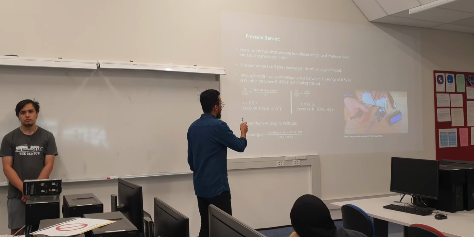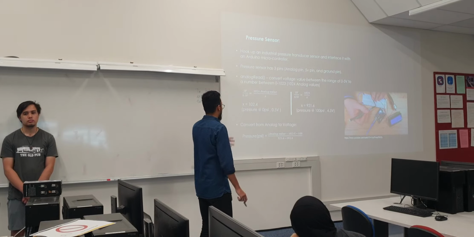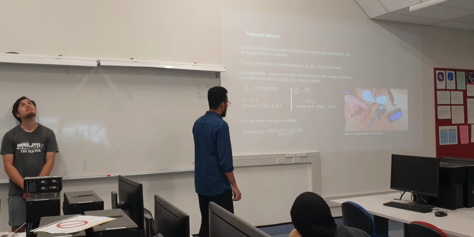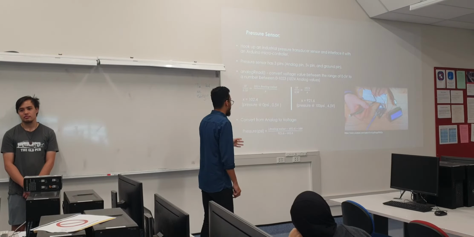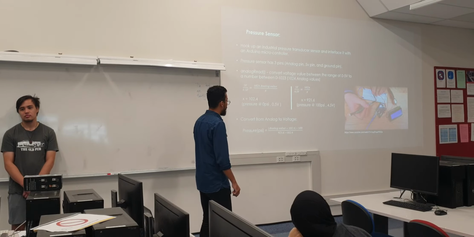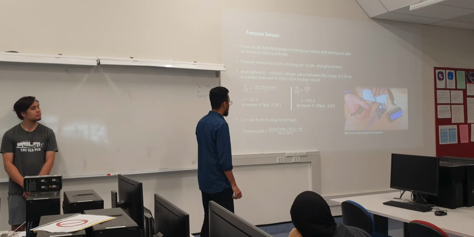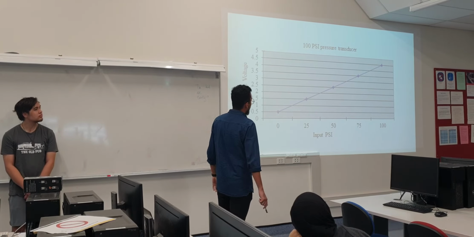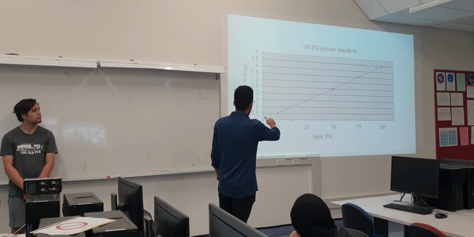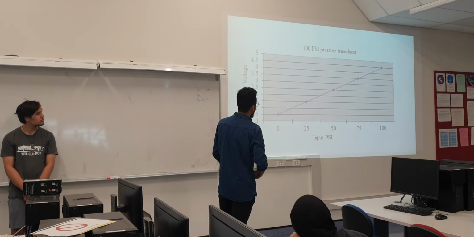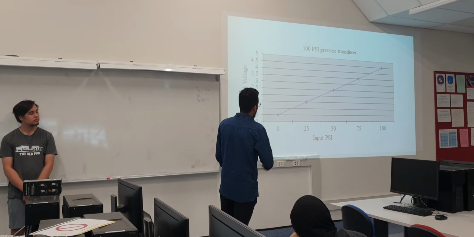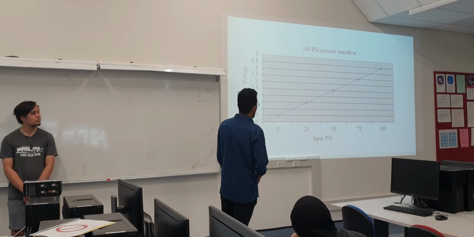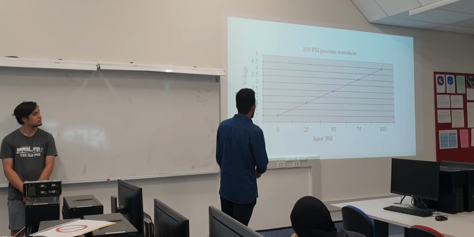Then we take the analog values and apply them in the pressure equation to get the pressure in psi, which equals (analog value minus 102.4) multiplied by 100, divided by (921.6 minus 102.4). As mentioned before, at 0.5 volts pressure is 0, and at 4.5 volts pressure is 100 psi, which shows a linear relationship between the pressure and the voltage.